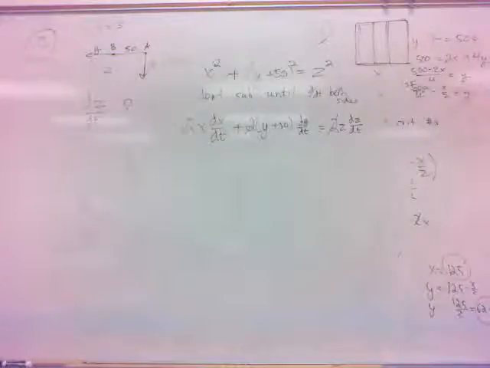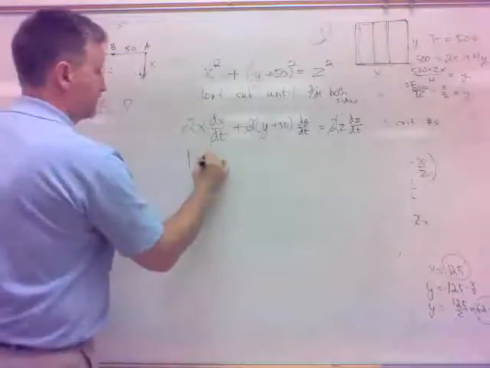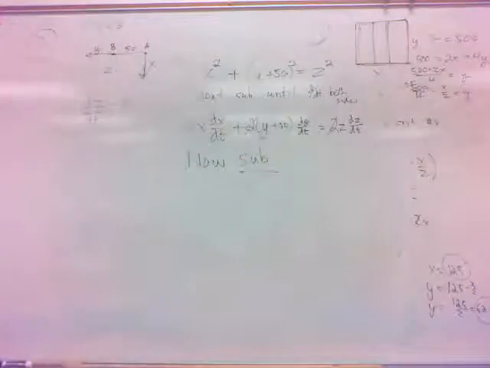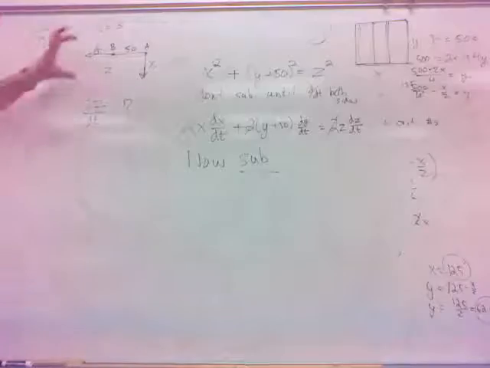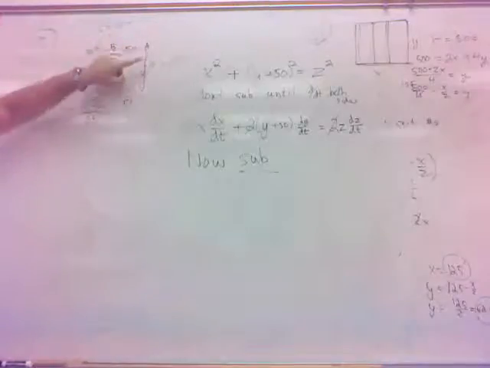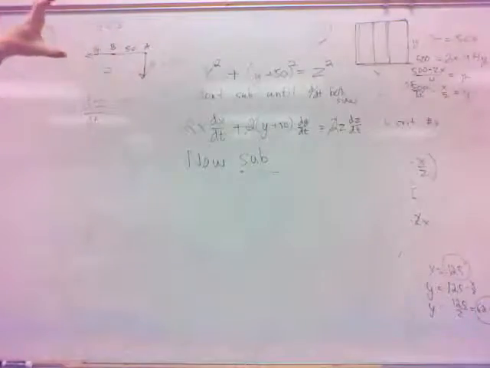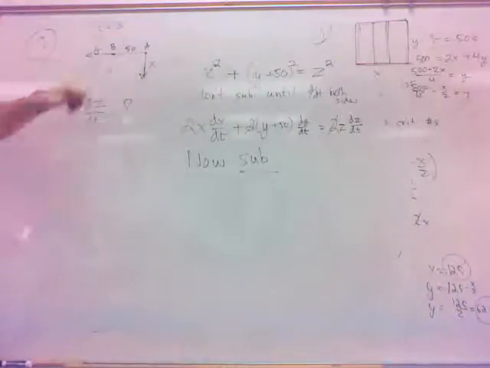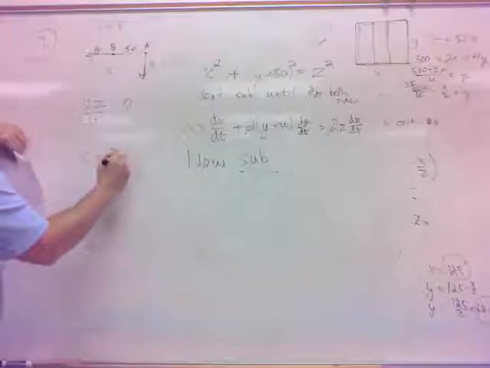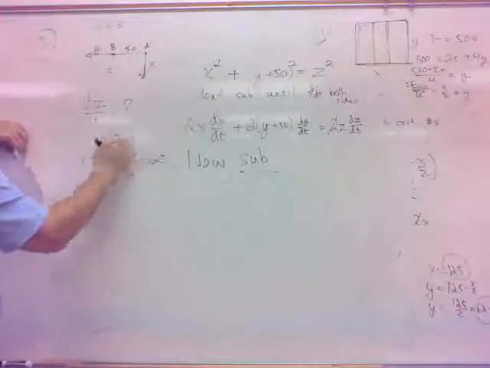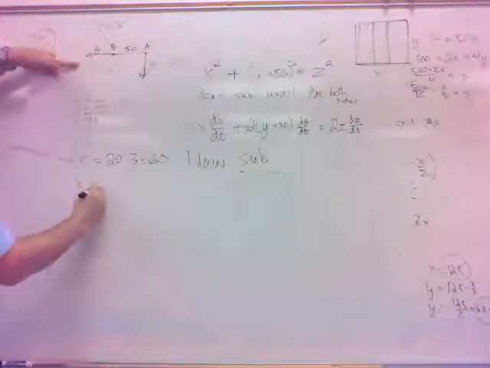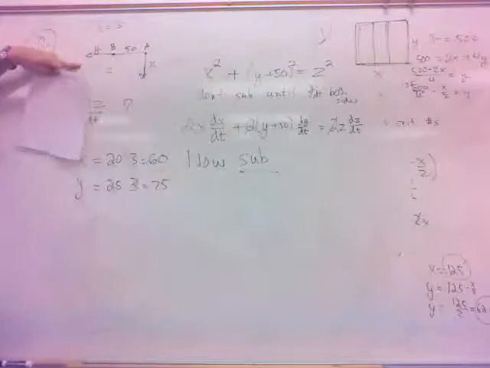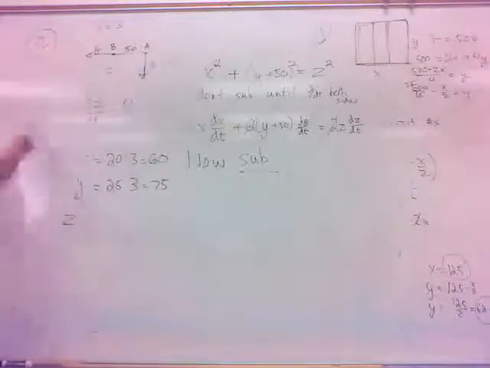Now what do I do? Now we substitute. What's x? X is the distance A travels. What does it say A is going? 20 miles per hour, 4 hours, and x is 60. B travels at 5 miles per hour. What about z?